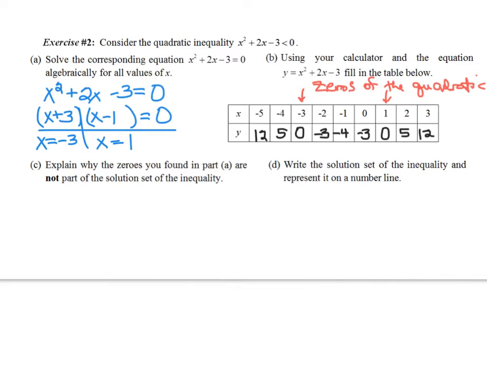Now in part C, the zeros can't be part of the solution because my original inequality was just a less than sign. We know that 0 is not less than 0, so therefore I don't want to use negative 3 or 1 as part of my solution. But instead, when I look at my table, I see that all of the values that come between negative 3 and 1 have negative answers. Less than 0, of course, means that I am looking for negative answers when I substitute the values in for x.